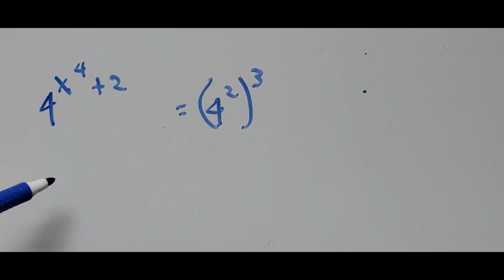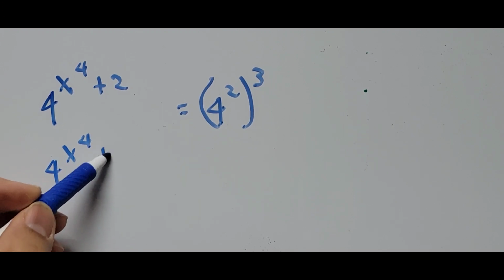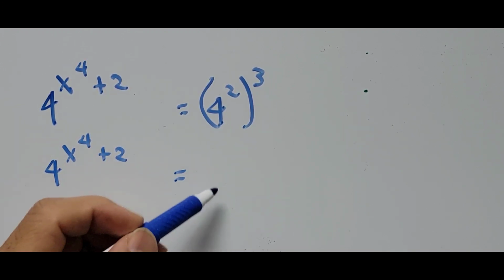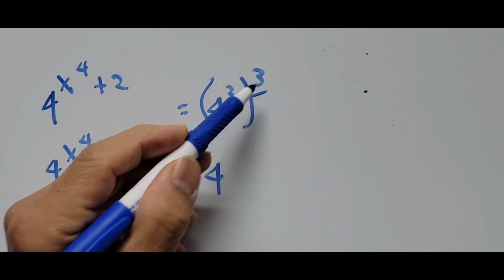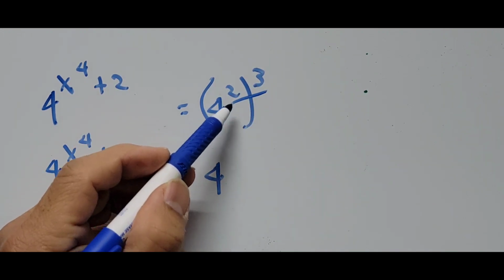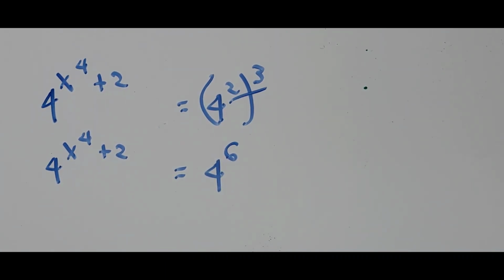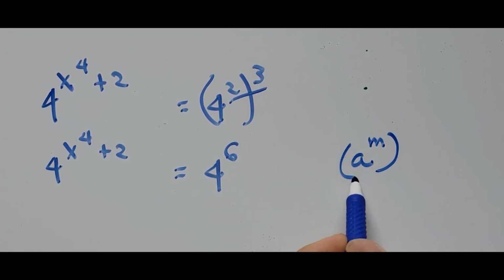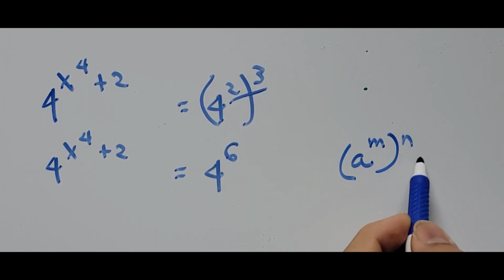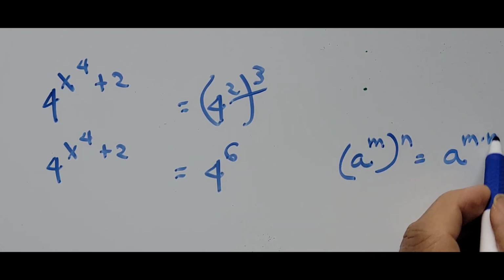And the equation now becomes 4 to the power of x^4 + 2 equals 4 to the power of, multiplying this exponent right here, 2 times 3 is 6, so 4 to the power of 6. This is from the exponent formula: a to the power of m, raised to the power of n, equals a raised to the power of m times n.